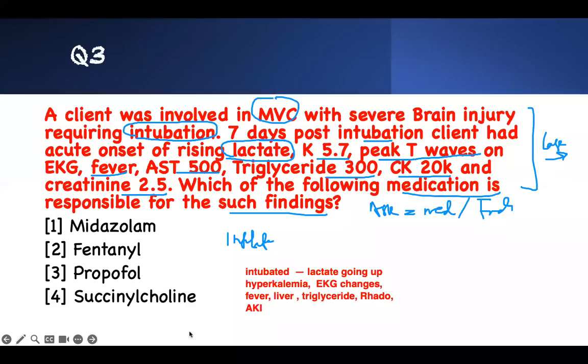Which medication is responsible? Even if you don't know it, you can start to eliminate. I know fentanyl does not do that. Fentanyl is a pain medication. But all these things can be used to intubate the patient. You can start from succinylcholine. If you recognize it, they don't give it to you continuously. They give it to you once they intubate you. This is a paralytic. It will paralyze you, and then they will intubate you. That's all. But this happens 7 days later, so you should know.